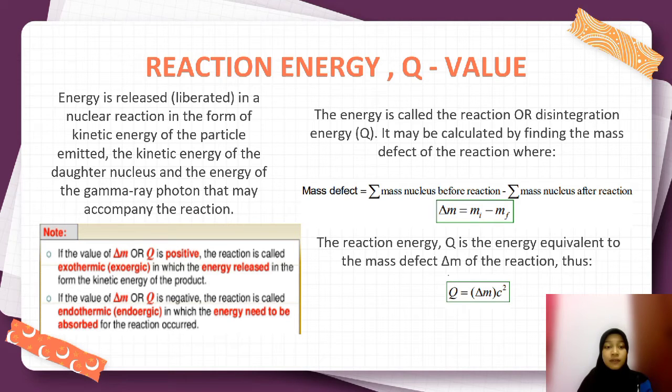If the value of Δm or Q is positive, the reaction is called exothermic, in which the energy is released in the form of kinetic energy of the products. If the value of Δm or Q is negative, the reaction is called endothermic, in which energy needs to be absorbed for the reaction to occur.